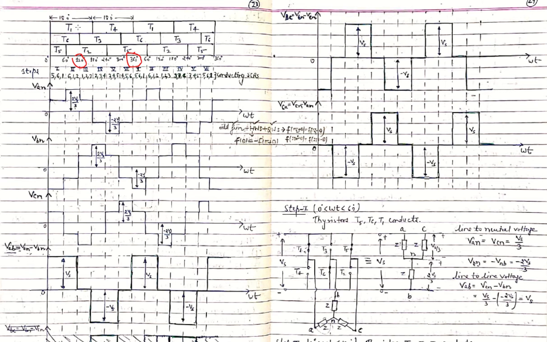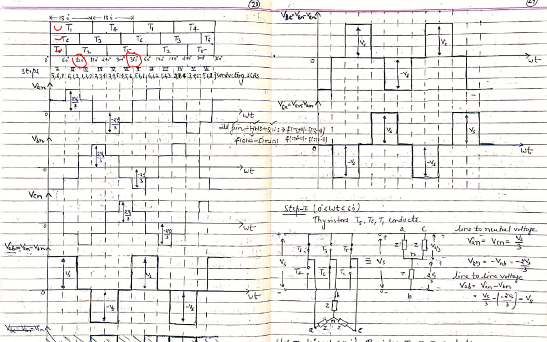So in this way we will see the conduction of the thyristors up to 360 degree. See, up to 60 degree thyristor T1 is conducting, T6 is conducting, and T5 will be conducting. So up to 60 degree we will mark this 5, 6, 1 because T1, T6 and T5 are conducting.